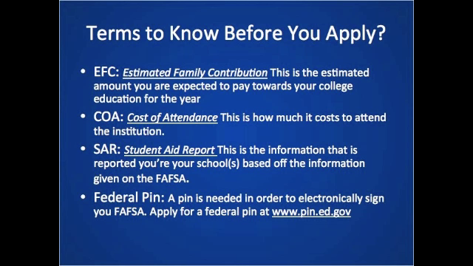Before we get started, there are a couple terms that you're going to need to be familiar with. The first is the EFC, which is the estimated family contribution. This is the estimated amount of money that you're expected to pay towards your college education for that year. The COA is the cost of attendance, and this is how much it costs to attend the institution for the year. SAR is the student aid report, and this is the information that is reported to your school or schools based on the information that is given on the FAFSA.